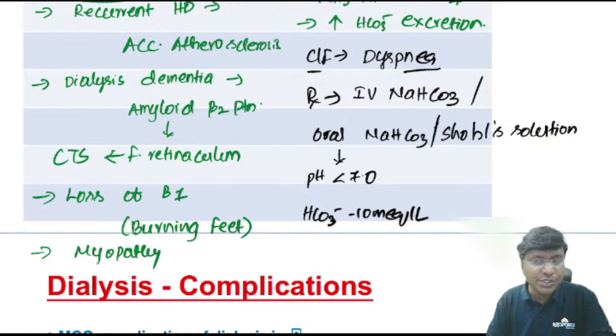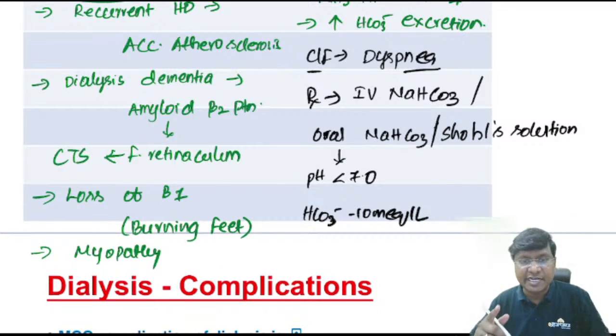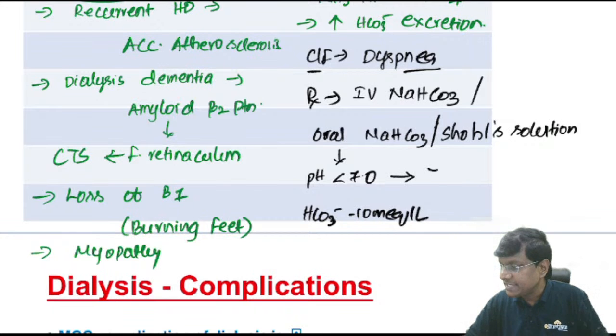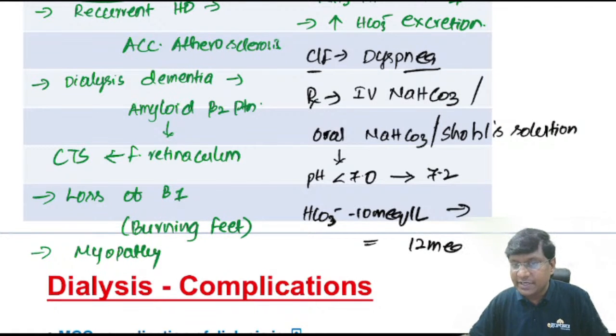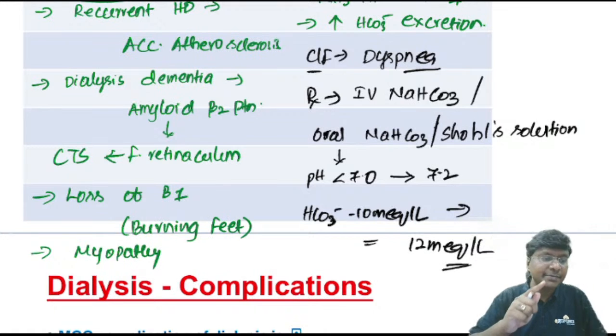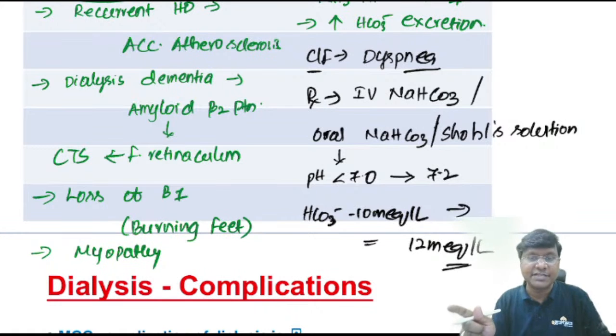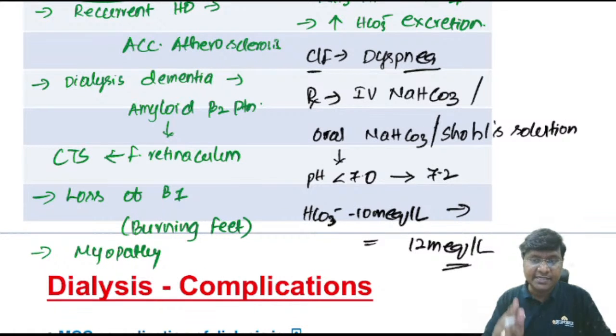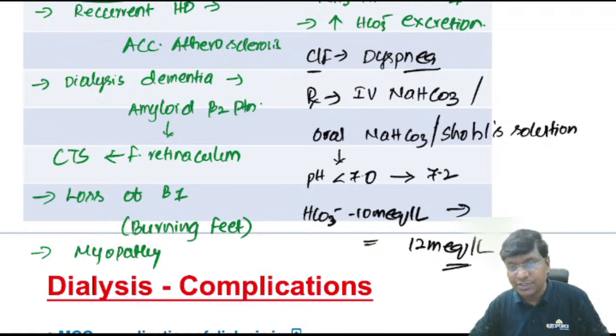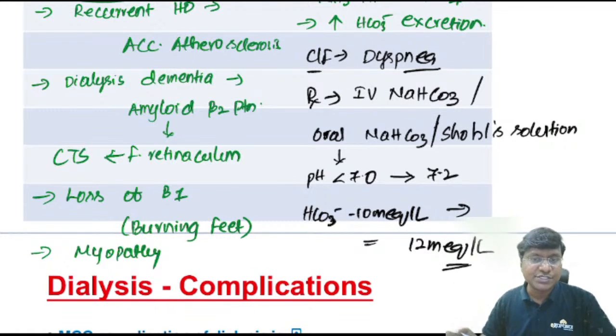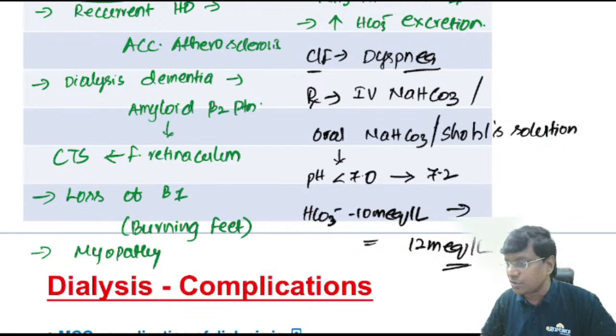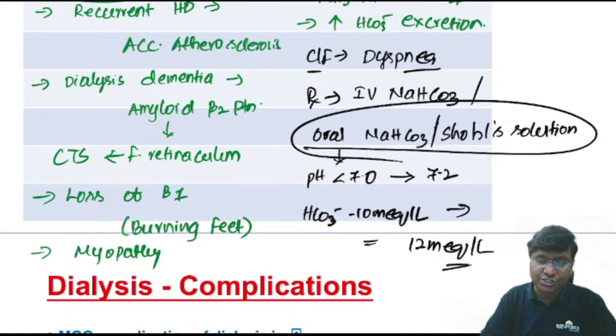Now the question is how long you give this bicarbonate. You have to give bicarbonate until the pH has reached 7.2 from less than 7, or until the bicarbonate has reached 12 milliequivalents per liter from less than 10. Until then, you need to give sodium bicarbonate. Okay, so that is the indication for your sodium bicarbonate, either intravenous or the oral formulations. The oral formulations will be oral sodium bicarbonate or even the Shohl's solution we have, right?